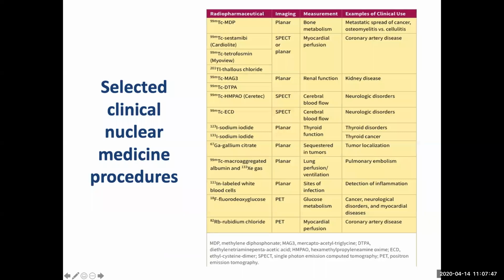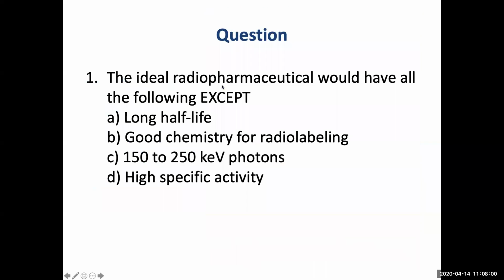And this is, as we say, a clinical nuclear medicine procedure. You can read it by yourself here. We use MDP for bone scan, and MAG3 for renal, and so on. Let's go for a question and have a break after that.